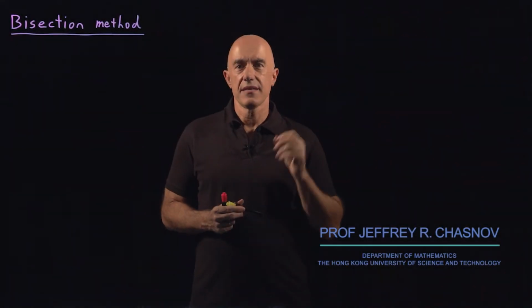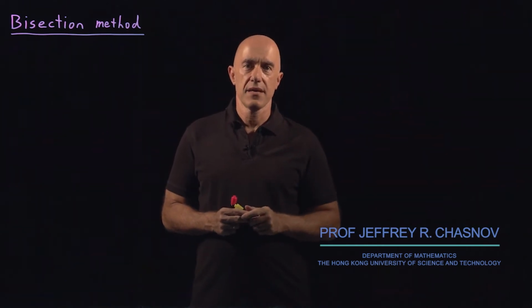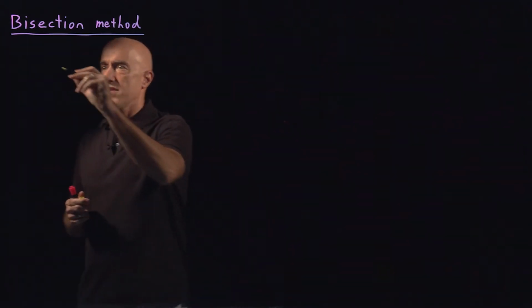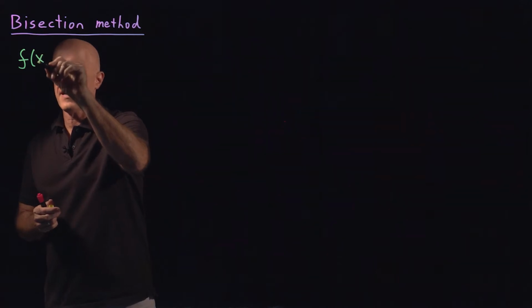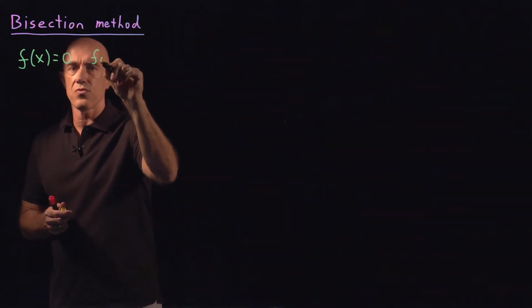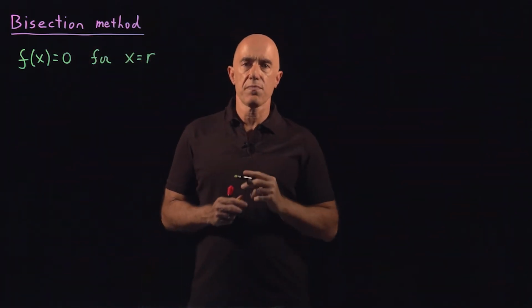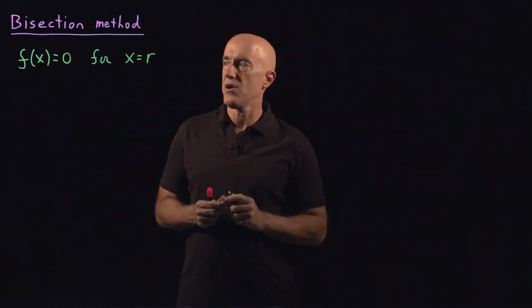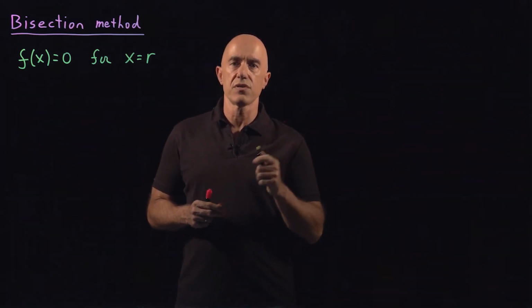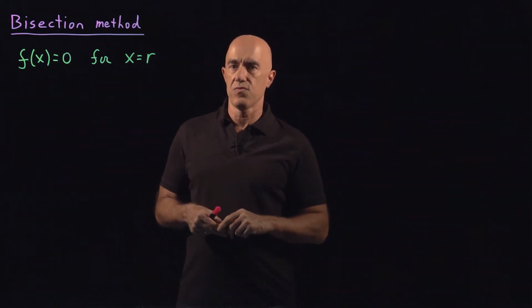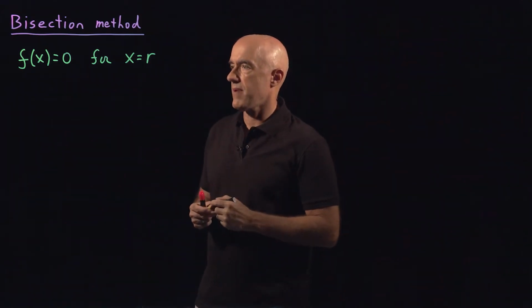Root finding is an important problem in mathematics and one that we're going to use often in this course. So it's important to have good numerical methods for root finding. Root finding means that we want to solve the equation f of x equals 0 for a root, which we'll call x equals r. The first numerical method I'll discuss in this video is actually the slowest converging one, but it has the advantage of always finding the root. That's called the bisection method.